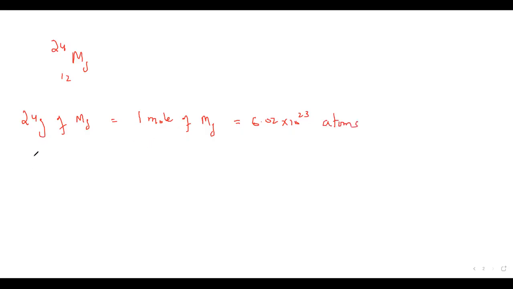If we have half of it, like half of 24, which is 12, so if we have 12 grams of magnesium, it means we will have 0.5 moles of magnesium. Because it's an atom, this will be half a mole, so 3.01 into 10 to the power 23 atoms will be there in this half mole. So the mole is simply the amount of substance which is expressed in grams.